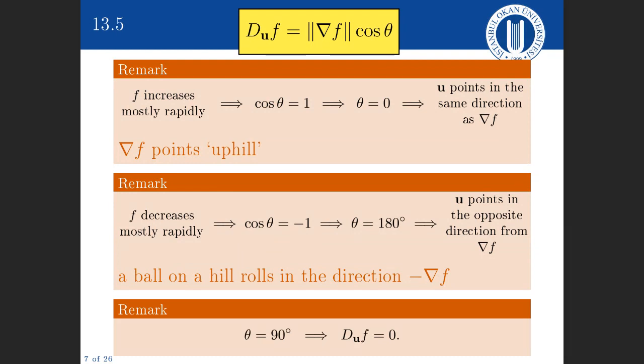And also note that if the angle between the gradient vector and our unit vector u is 90 degrees, then cos theta is 0, so the directional derivative must be equal to 0.